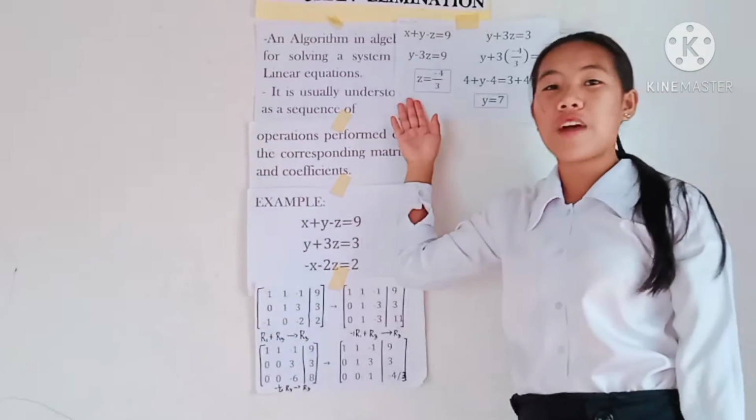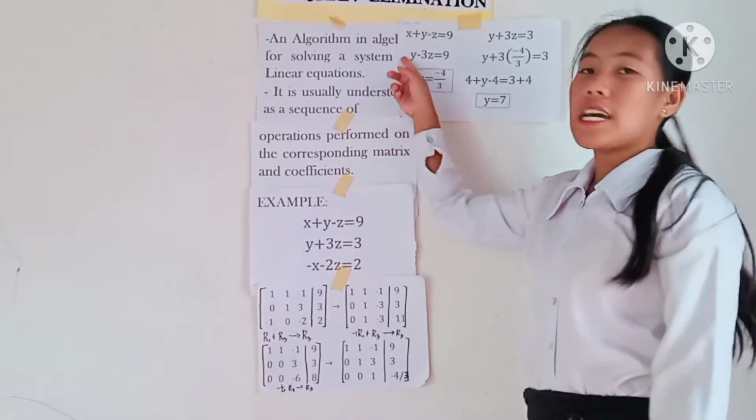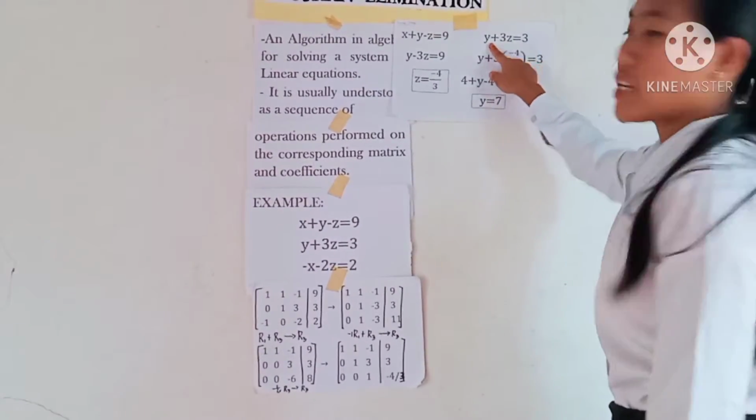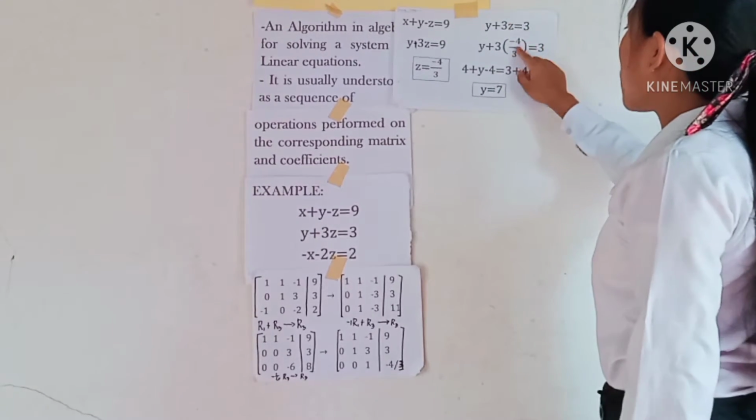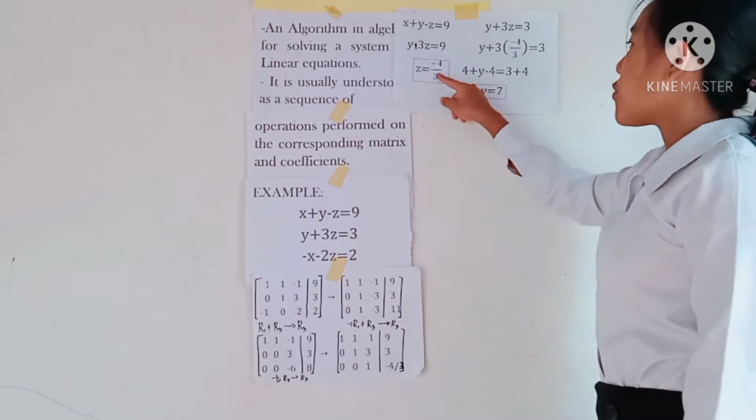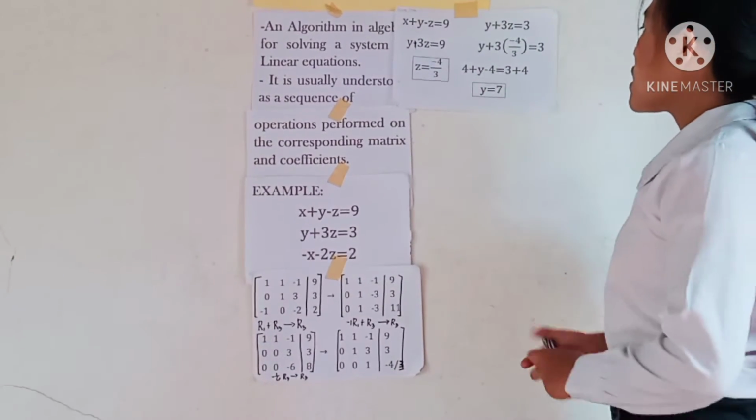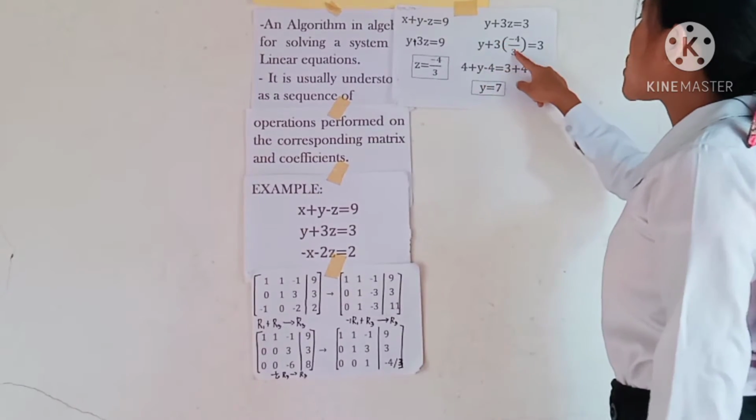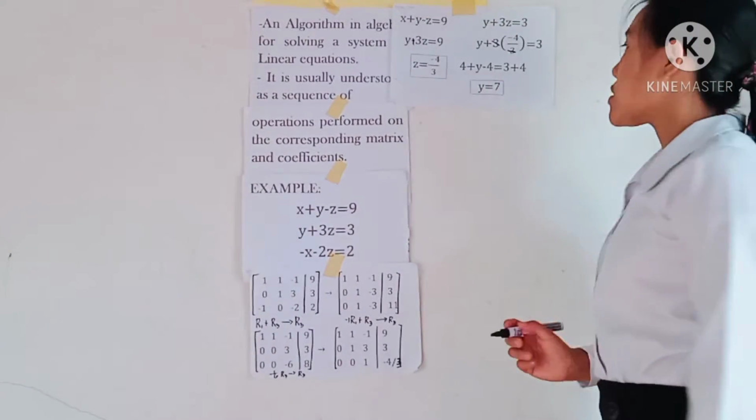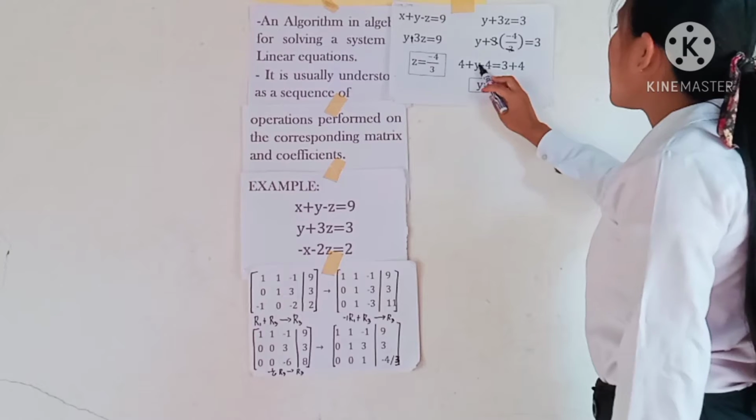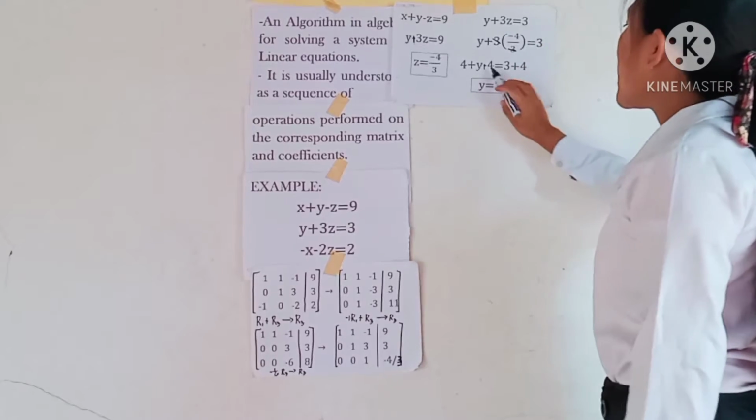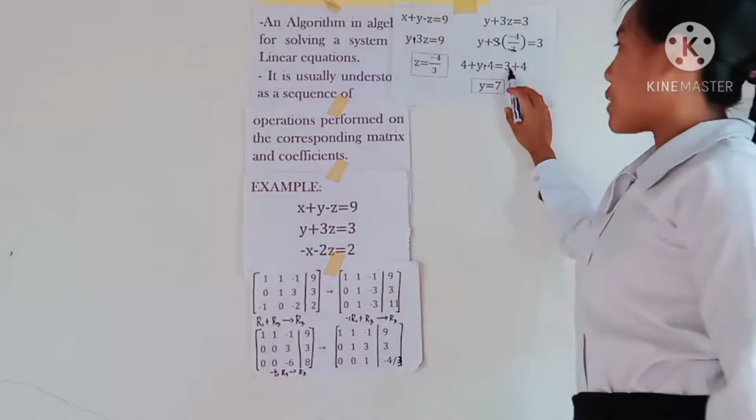Because we already have the value of z, now we can proceed to the value of y. This is what we're going to do. y plus 3z equals 3. y plus 3 and the value of z, which is negative 4 over 3, equals 3. Then we have to cancel the 3s, because they are like terms. So y minus 4, this is negative 4 already, equals 3.